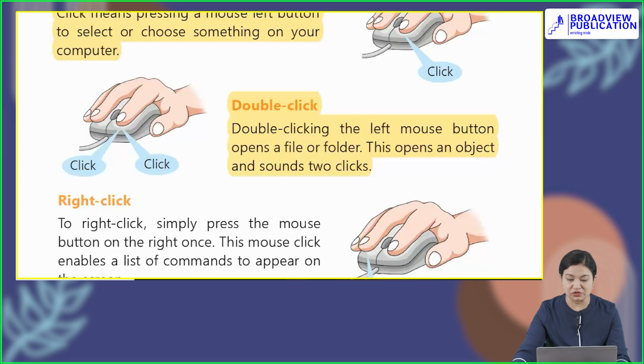Double clicking the left mouse button opens a file or folder. This opens an object and sounds two clicks. Whenever you press the button two times on the mouse, it makes the sound of clicking twice. So this is called double clicking, and we press the mouse button twice because we want to open an object on the computer.